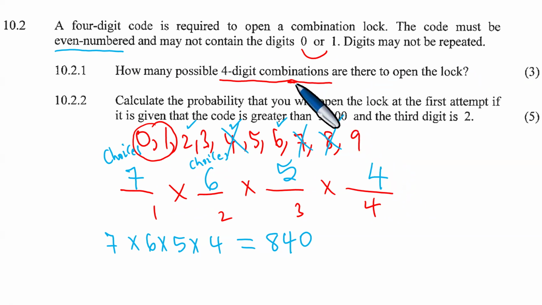But there is a rule here that the code must be even numbered and may not contain the digits 0 or 1. So 0 and 1 must be out; you must remove 0 and 1. The digits may not be repeated, so there are no repetitions. A digit is used only once in the code. How many possible 4-digit combinations are there to open the lock? We need to count the possible 4-digit combinations, and we proceed as follows.